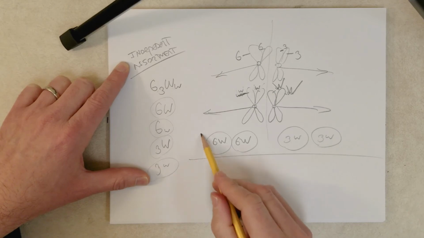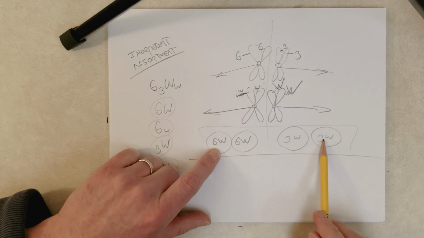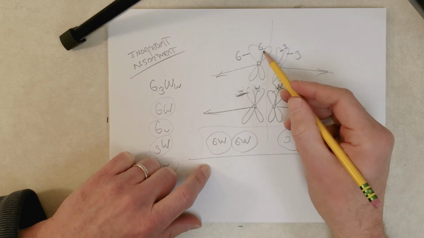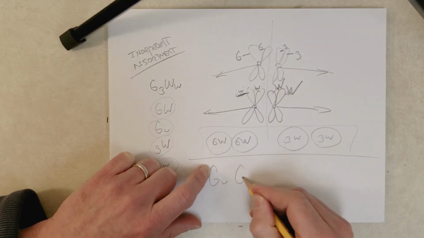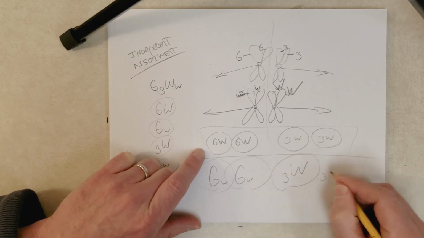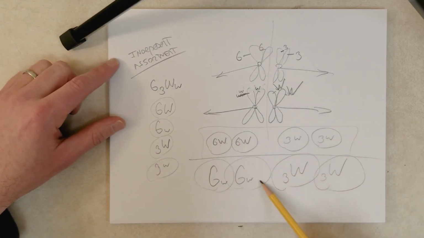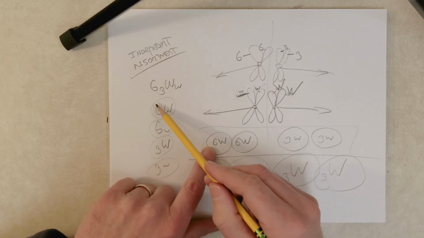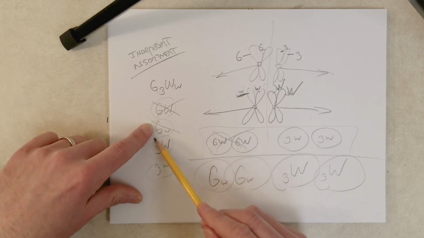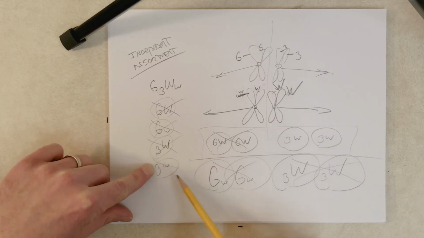So half of the time, meiosis is going to produce these products here. The other half of the time, when the little w's are aligned on the same side as the big G, we're going to get something like this. So if we look here, these guys right here are each found over here. So we've got this one here, accounted for. That one's accounted for. That one's accounted for. And that one's accounted for.